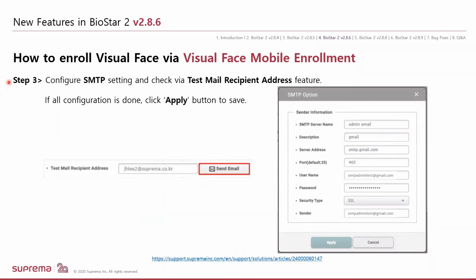Step 3. Proceed with the SMTP configuration and check if the SMTP settings are correct through the test mail recipient address function. When the settings are complete, click the Apply button and save.